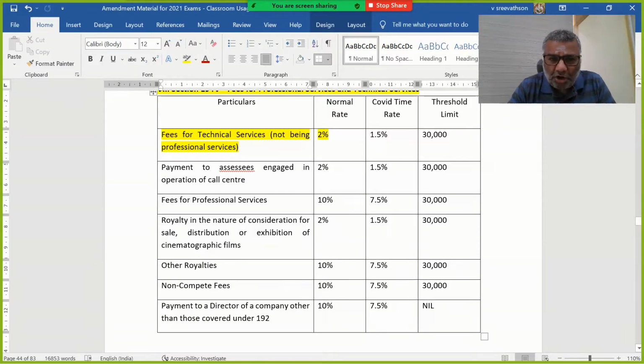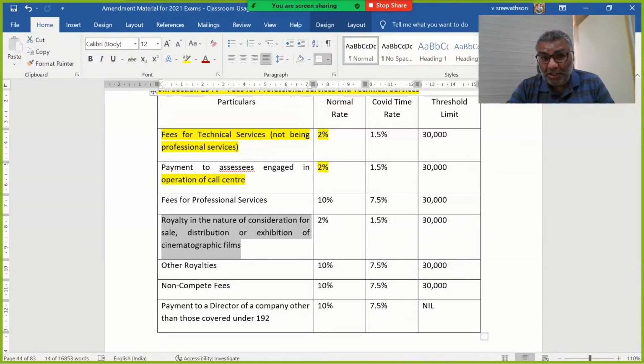Similarly, for operation of call center, the rate is 2%, my dear friends, not 10%. And here, also in section 9, which is about non-resident income, there is one other amendment: royalty in the nature of consideration for sale, distribution, or exhibition of films.